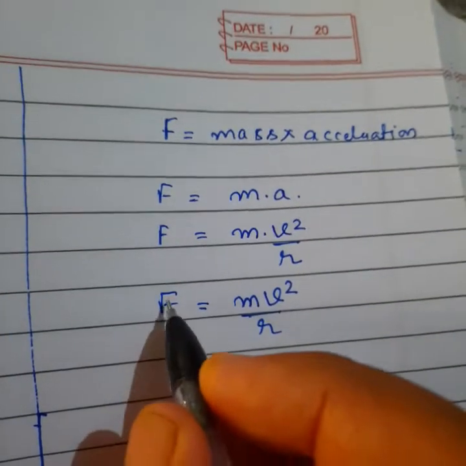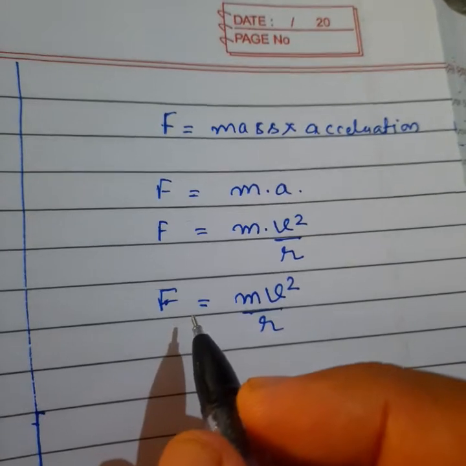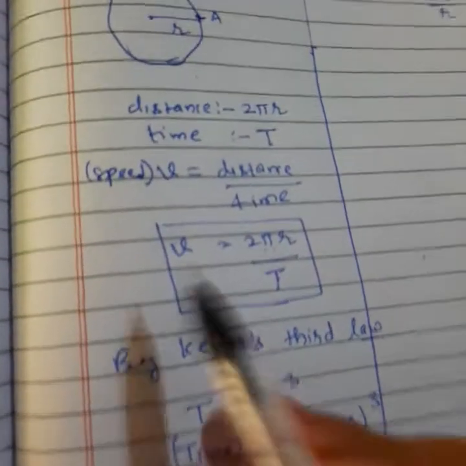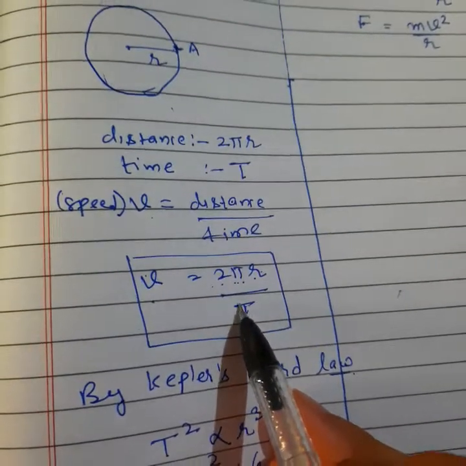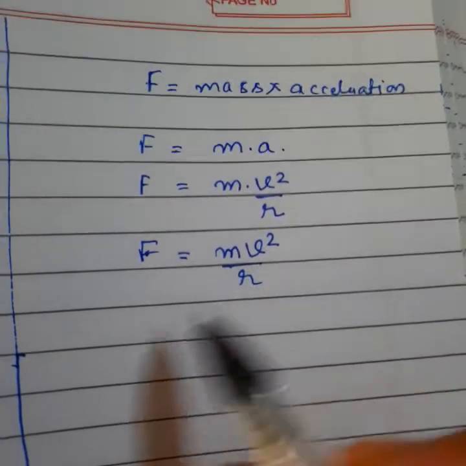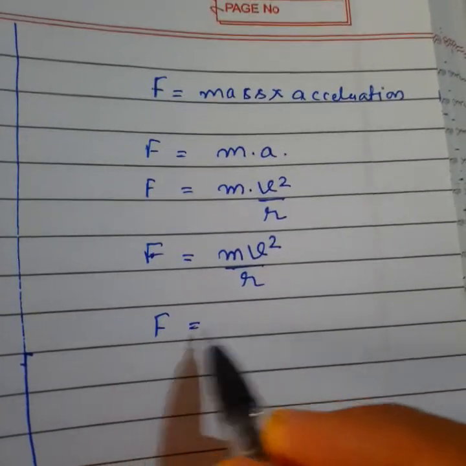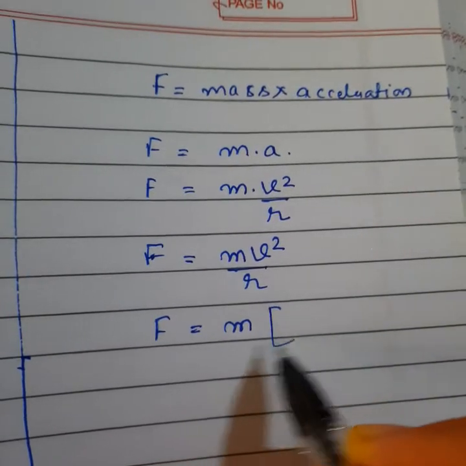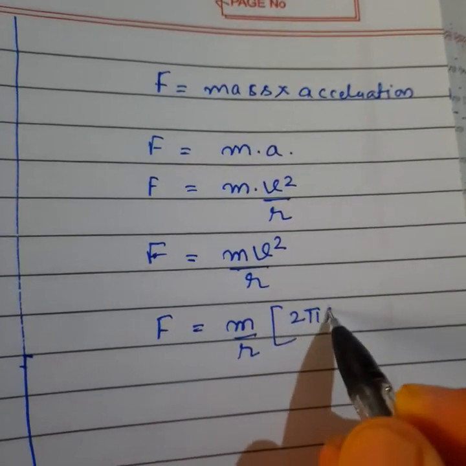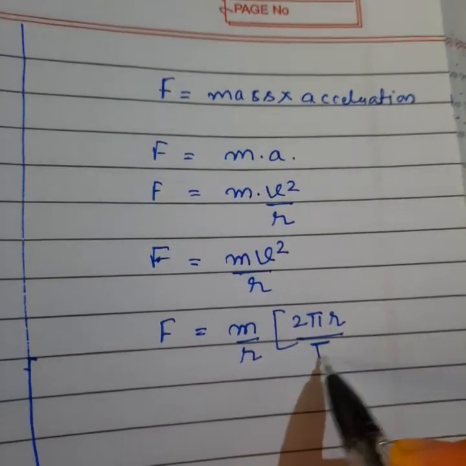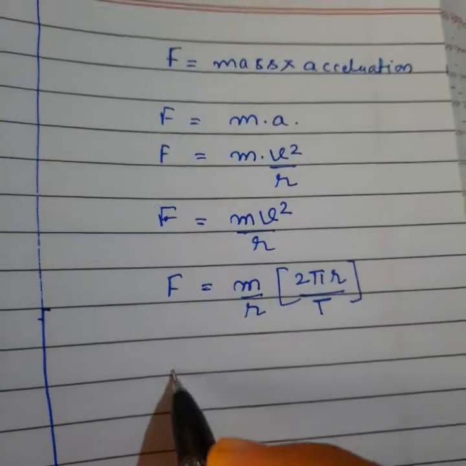Clear? Then what is the value of v? Tell me student, what is the velocity value? V is equal to 2 pi r, distance, upon t, meaning time. Clear? So you can put it here, or not? Say yes or no. Yes. F is equal to m by r, write it separately, 2 pi r divided by t. Say yes or no. So we will get what?